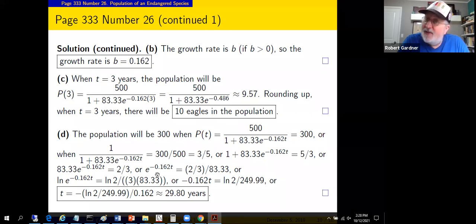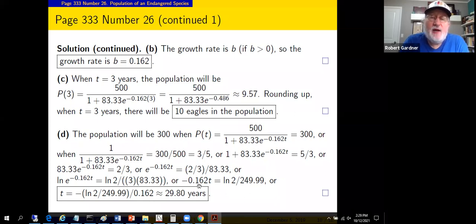We've got now the exponential function by itself, so we need to get to T. It's inside an exponential, so take a natural log, as always. The natural log of e to the whatever equals the natural log of this stuff on the right-hand side. The natural log of e to the negative 0.162t is negative 0.162t. On the right-hand side, we get the natural log of 2 divided by 3 times 83.33. I suppose it's 249.99 for fans of numbers.